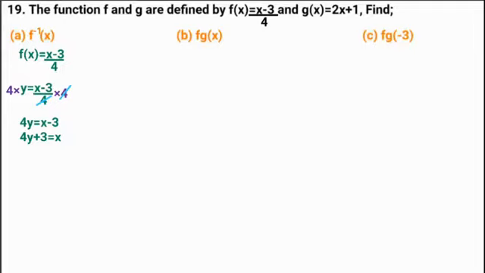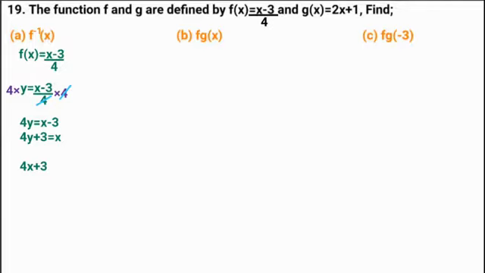Now we have come up with this expression. So for us to come up with the inverse of f of x, where there is y, we're going to put x. So we're going to write something like 4x plus 3. Now this is the inverse of f of x. Okay, that is the inverse of f of x.